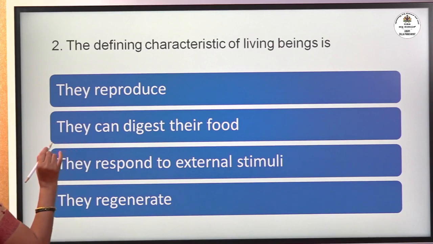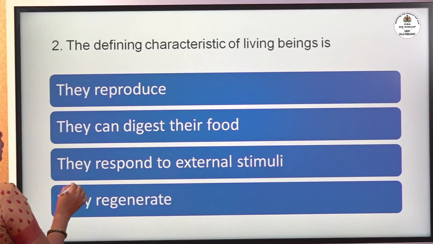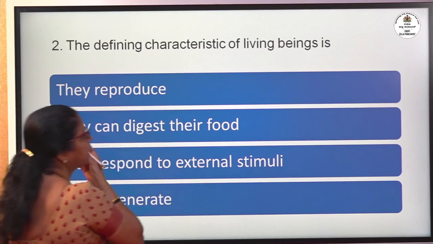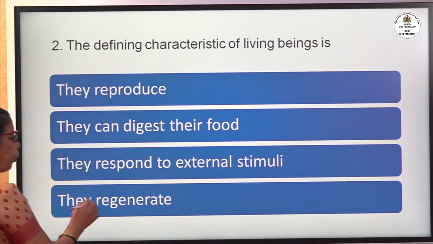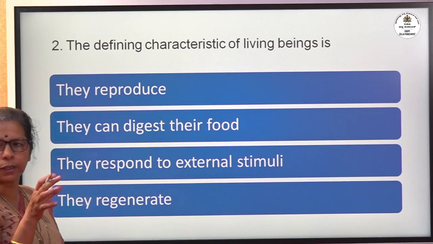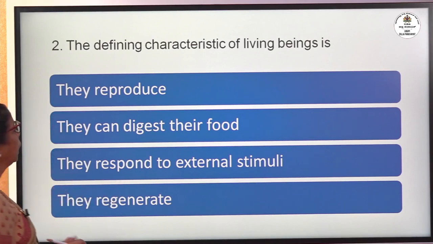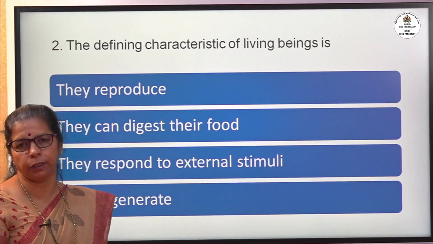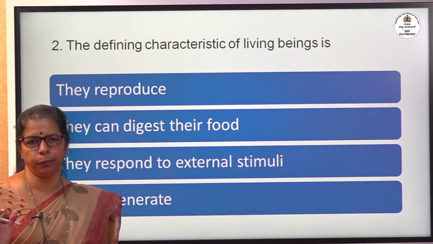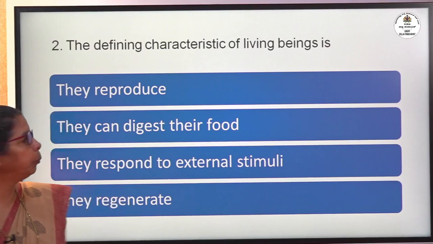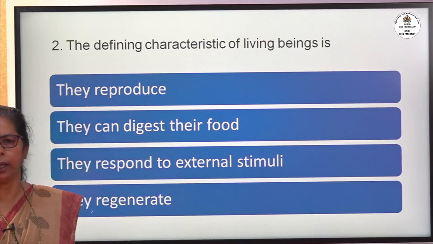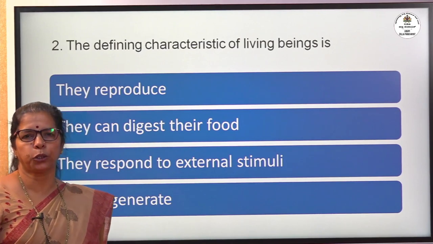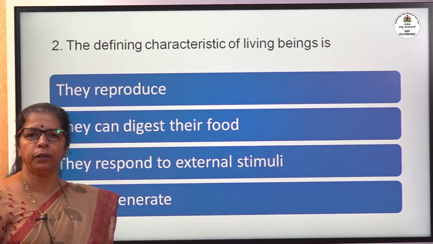The defining characteristic of living beings is: they reproduce, they digest their food, they respond to external stimuli, they regenerate. Regeneration is seen in only some organisms and is not common. All living organisms reproduce to perpetuate the species, producing young ones, either asexually or sexually. And for digestion, in order to grow they need food, and through their digestive system the food is digested.